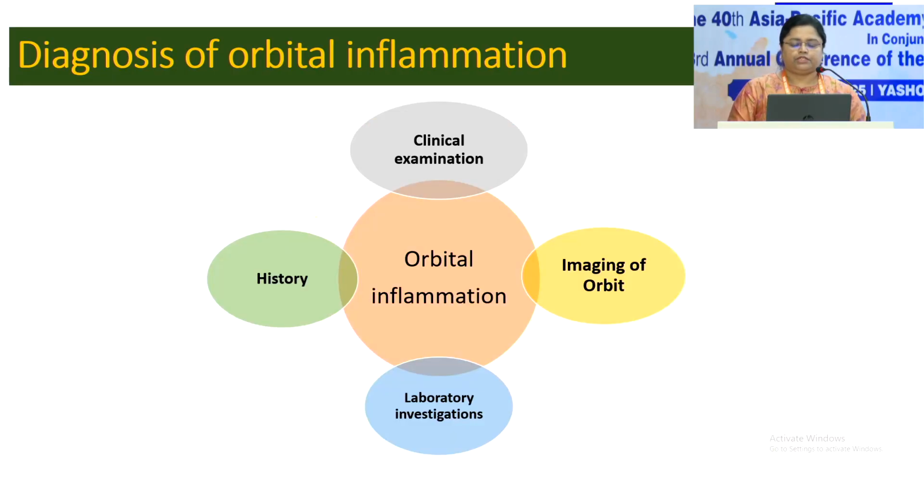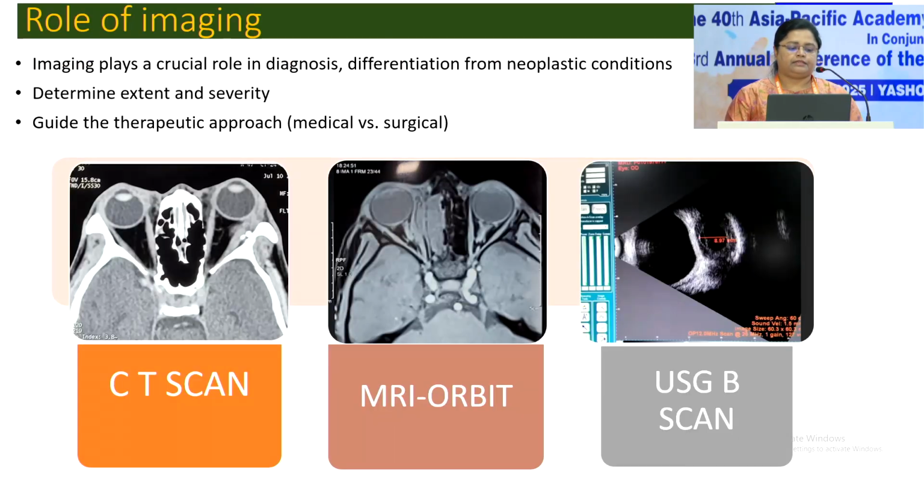The diagnosis of orbital inflammation is mainly based on history, clinical examination, imaging of the orbit, and laboratory investigation. The imaging plays a crucial role in diagnosis, differentiating from the neoplastic condition. It determines the extent and severity of the lesion and guides us for the therapeutic approach, whether we have to go through medical treatment or urgently go for surgical treatment.